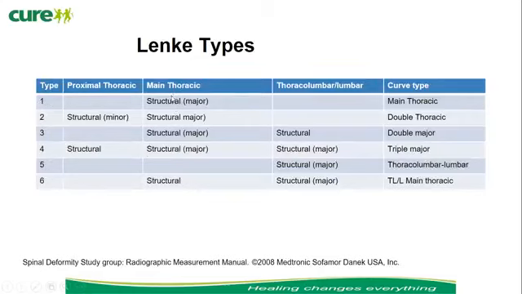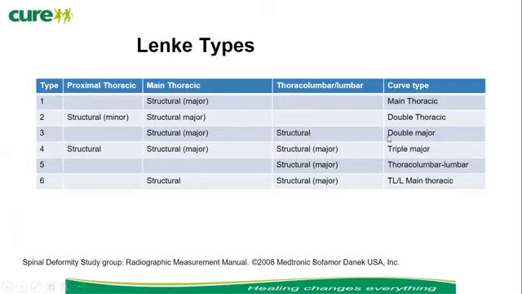And then after that, you can classify them between 1 and 6, where 1 is just the main thoracic curve that is major, and it is structural. All the others are minor curves, but they are not structural. And 2 is where you have a double thoracic. You have two thoracic curves, but the main thoracic curve is, of course, the major one, and the other one is minor, the proximal thoracic, but it is structural.